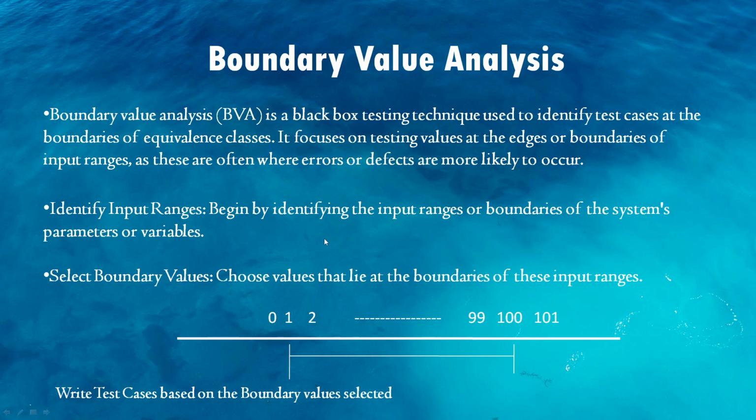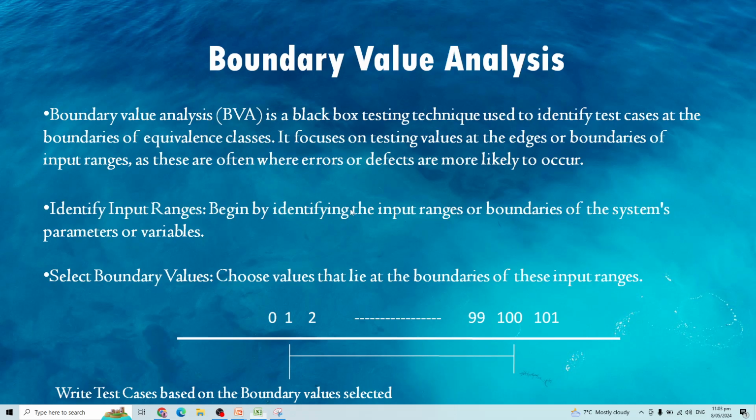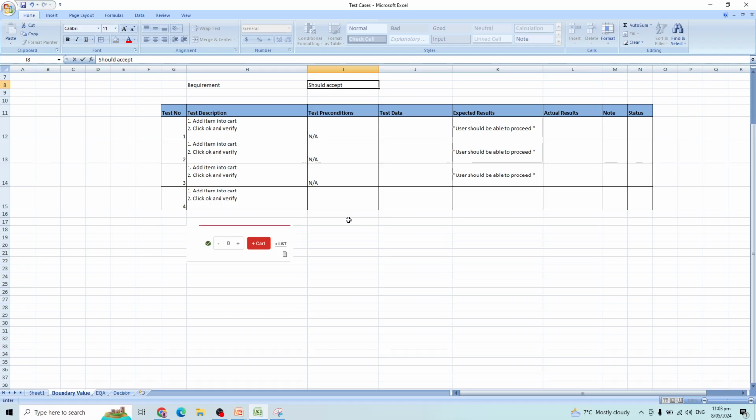The requirement says, as again I'm highlighting, requirement is a test basis, right? So the requirement says it should accept 1 to 100 items, because that is what this system can handle.